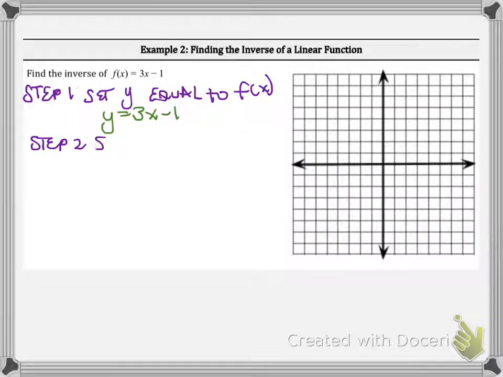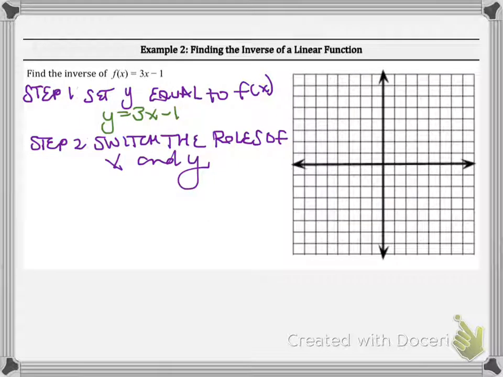Step 2, now you will switch the roles of x and y. We're just going to literally switch them. So it becomes x equals 3y minus 1. Step 3, you're going to solve for y.